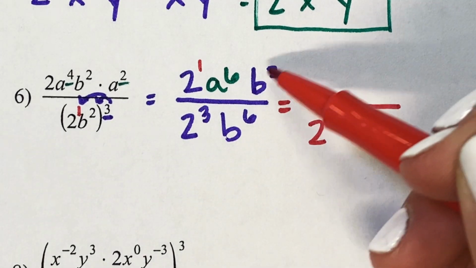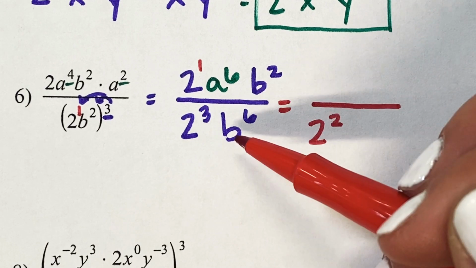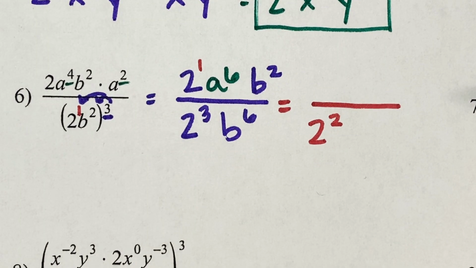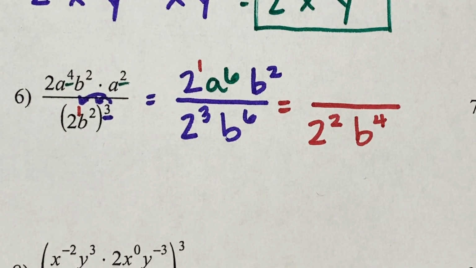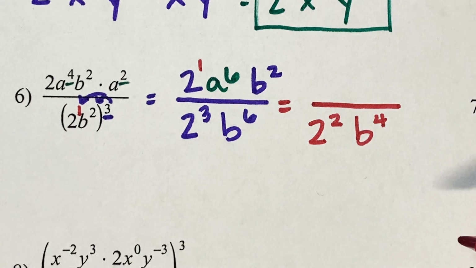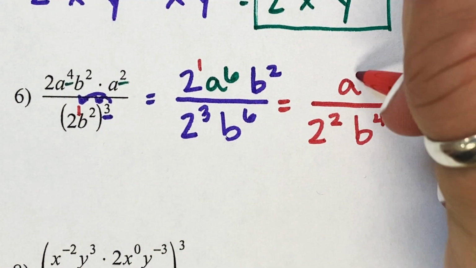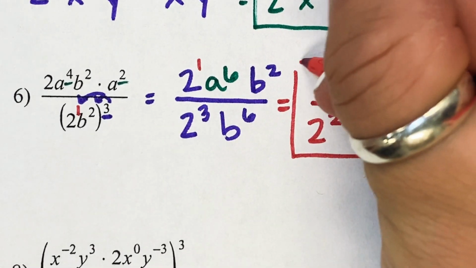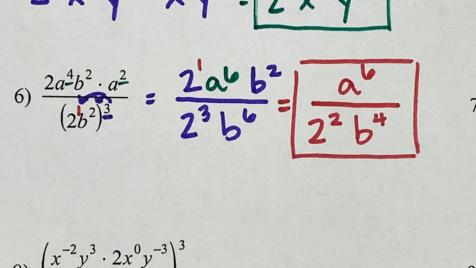Okay, so now let's look at our B's. So I have 2 B's on top, 6 B's on bottom. 2 of them are going to cancel out. How many will be left on bottom? Great job. 4. B to the 4th, or 6 minus 2. Okay, A, that's the only A I see, so that one's already simplified. So our final answer, A to the 6th over 2 squared times B to the 4th. Great job, you guys.